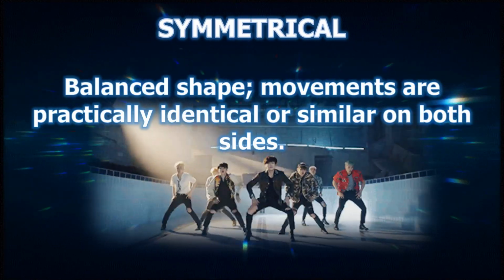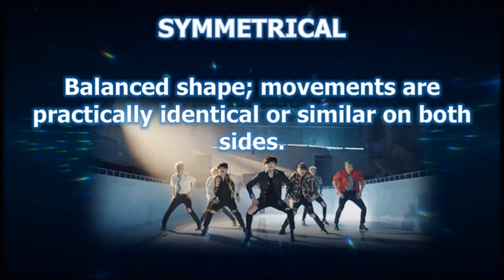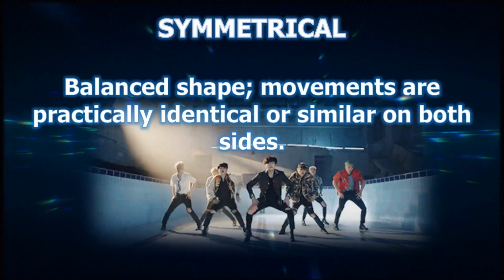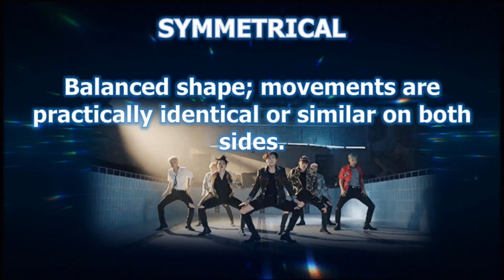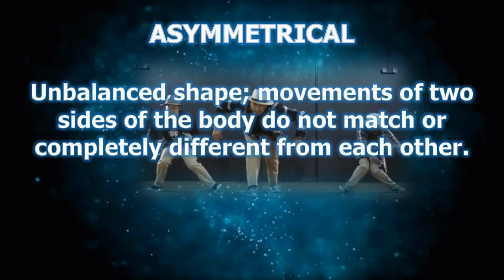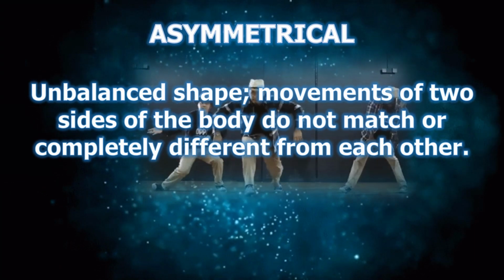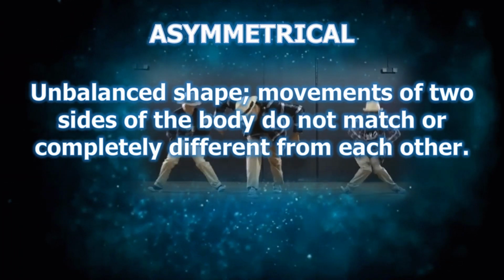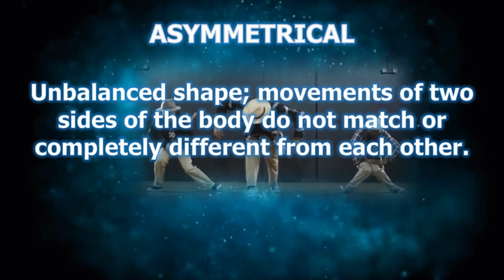Symmetrical means balanced shape. Movements are practically identical or similar on both sides. Asymmetrical, on the other hand, is imbalanced shape. Movements of the two sides of the body do not match or are completely different from each other.